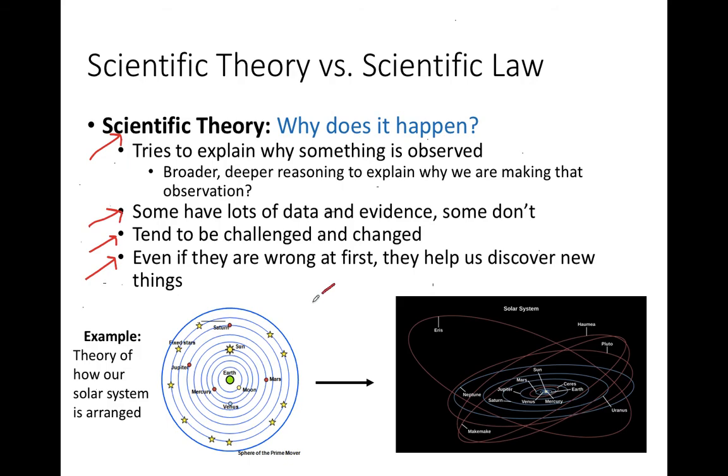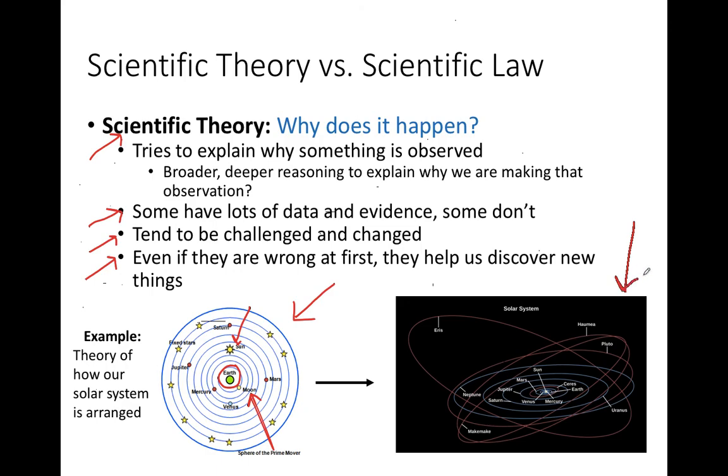So the example I have down here is the original thinking of our solar system. The observation people made is that the sun rises, sun sets, moon rises, moon sets. So they said that there's some type of rotation going on. They said that the Earth is the center of the universe, and then the different things are rotating in orbit around the Earth. That was our original theory behind the arrangement of the solar system.